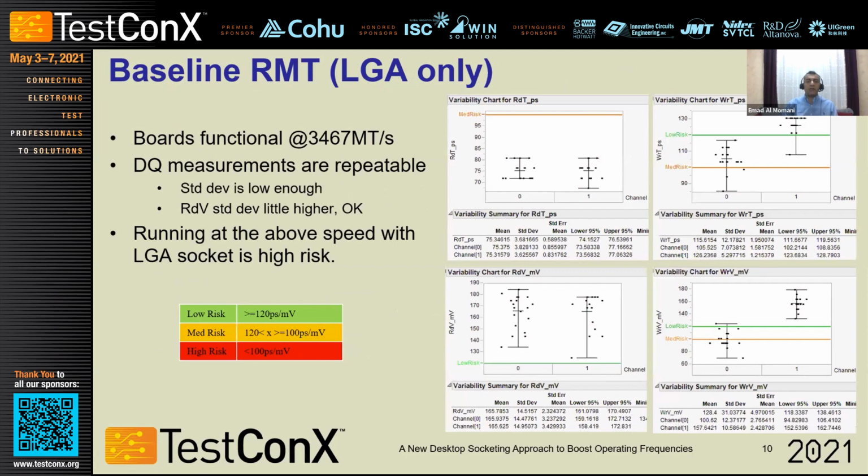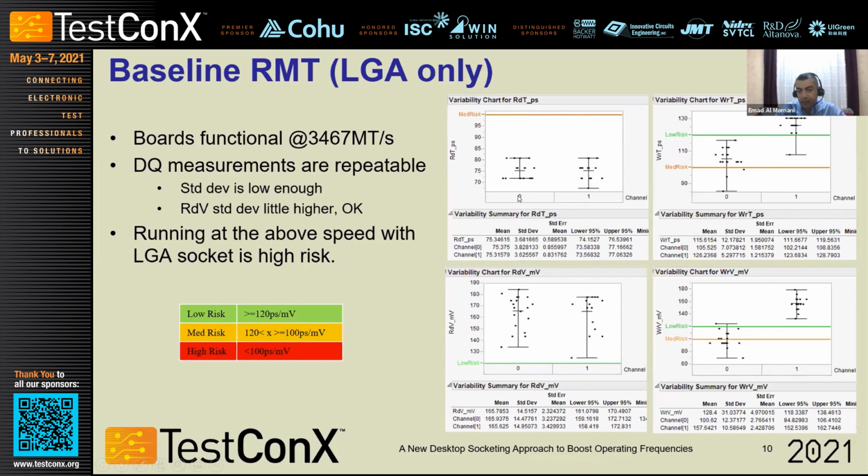Going to the results here. What I'm showing here is mainly the baseline results. We have used what we call the rank margining tool, RMT. It's a software tool that will exercise the DDR bus. Mainly this tool will write to the memories and read back from those memories. While doing that, we collect the margins in both picoseconds and millivolts.